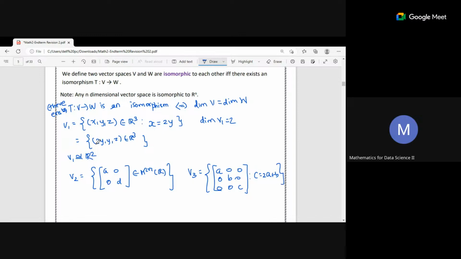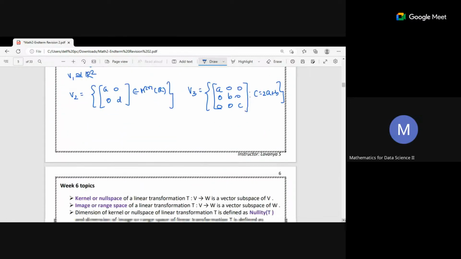So you see that all of these have dimension 2. So all of these are isomorphic vector spaces. Okay. Fine.